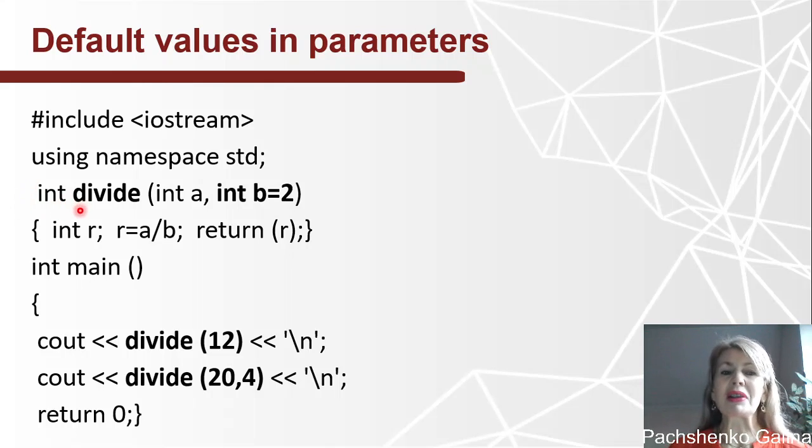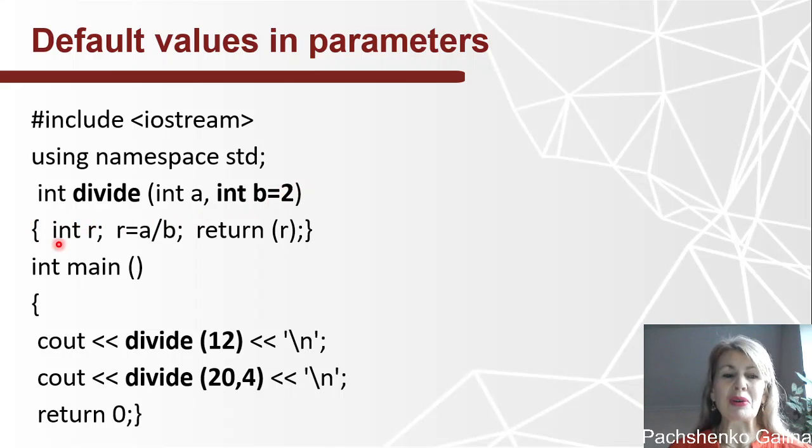Okay, the name of our function is divide. Int is the type of the return value. And here we have two arguments. Argument a of type int and argument b of type int. But here we define b to have a default value. b is equal to 2.